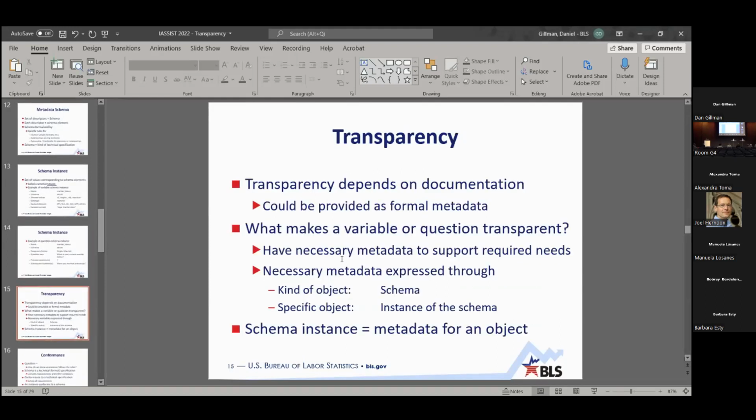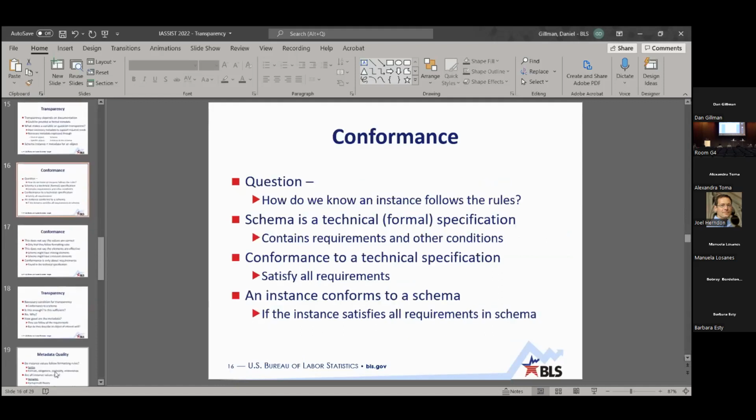So let's move then to transparency. As we saw in the description of the report, transparency depends on documentation, and this can be provided as formal metadata. What makes a variable or question transparent? There would require the necessary metadata to support the needs of whatever uses are intended. And so we need a schema, and for each variable or question, instances of those schemas that describe the particular variable or question.